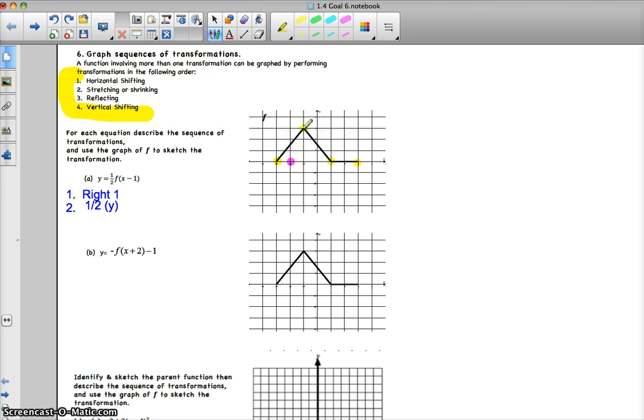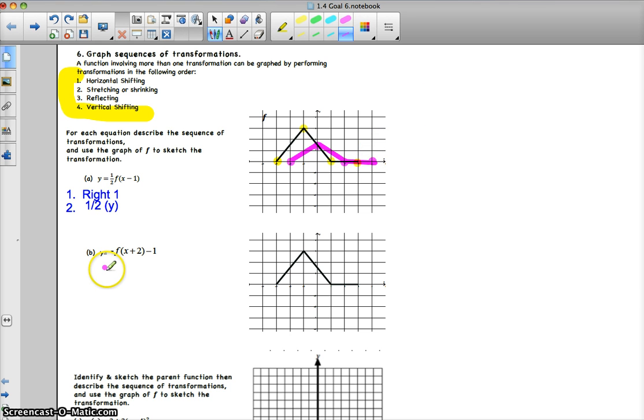Then I'll take the ordered pair -1, 3. I'll move it right 1. The y coordinate is 3. 3 times 1/2 is 1.5, so I'll move it to 1.5. So notice that when I multiply the y coordinates by 1/2, they are shrinking. Go to my third ordered pair, I'll move it right 1. Its y coordinate is 0, and 0 times 1/2 is 0. And finally, the last one is the same situation, right 1, 0 times 1/2 is 0. And from there, I'll connect. And here's our transformed function.